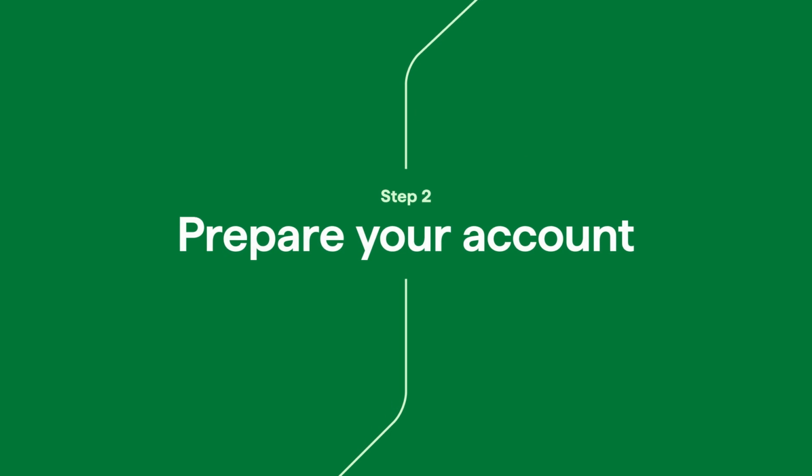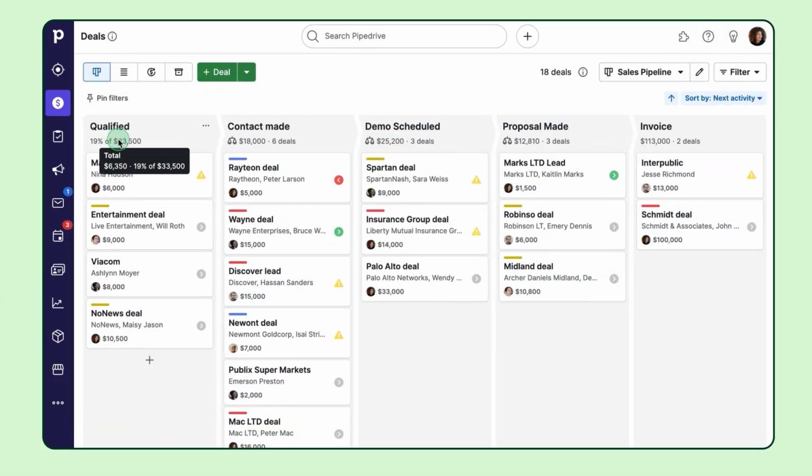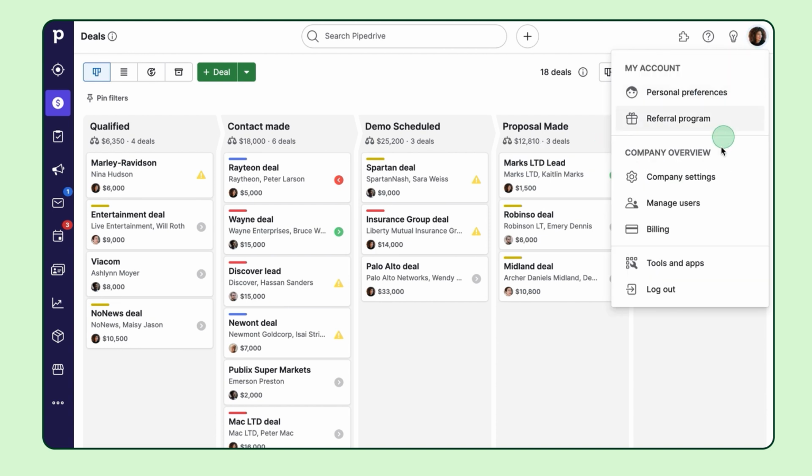Step 2. Prepare your account. Now that you know how data works in Pipedrive, it's time to get your account ready. Start by checking your pipeline stages. If you want deals to be imported directly into a specific stage, make sure to include the correct stage number in your spreadsheet. Next, review your data fields.